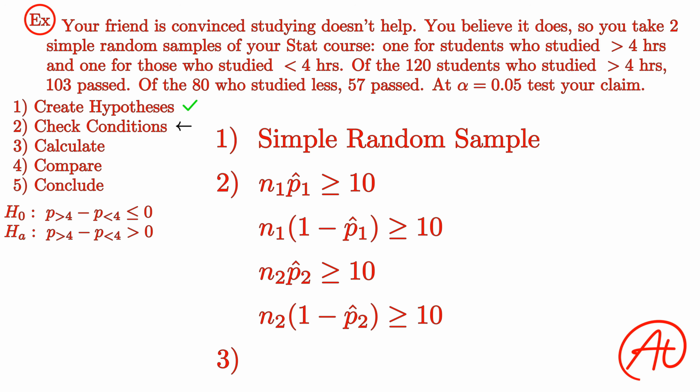And lastly, the third condition we need to meet is that the sample sizes are less than 10% of the entire populations to ensure that the samples are independent from one another.